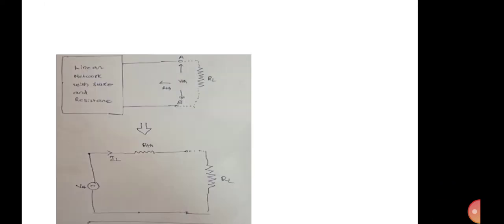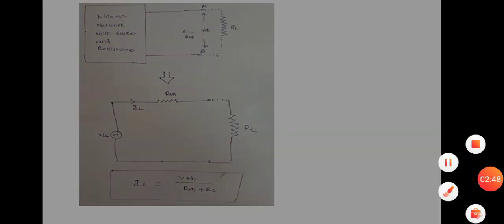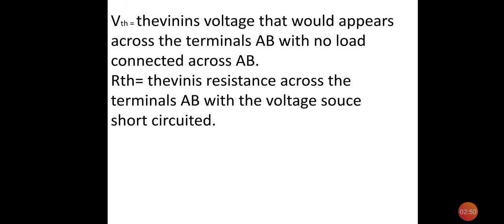Here, V Thevenin is equal to the Thevenin voltage that would appear across the terminals AB with no load connected across AB, and R Thevenin is equal to the Thevenin resistance across the terminals AB with the voltage source short circuited.